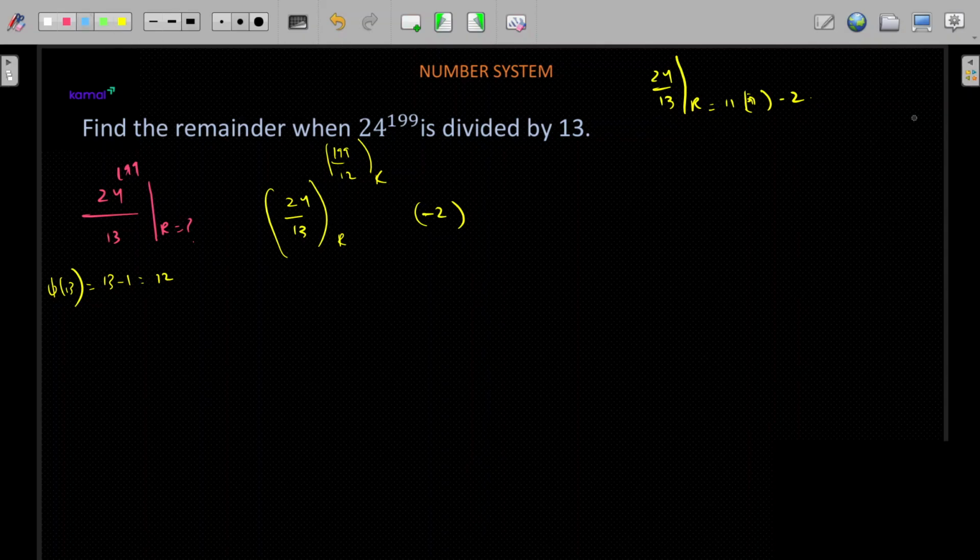We are going to find 199 divided by 12. 12 ones are 12. So the remaining 7 will come here. 79. I know 12 sixes are 72. So the difference between these two is 7.